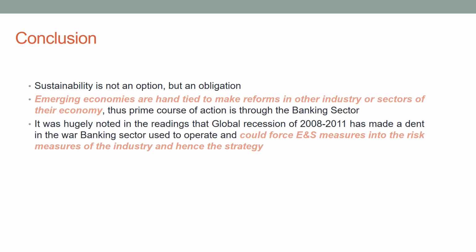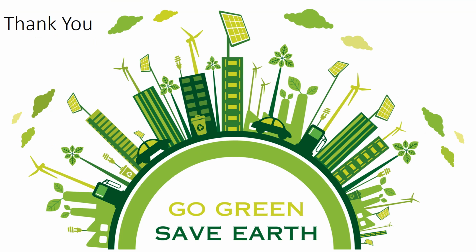So now in conclusion, we see that the emerging economies have joined hands to make reforms in other industries or sectors of the economy, and thus it is the prime course of action for most of the banking sector. Also, we saw that the global recession of 2008 played a major role in making sure that the banking sector is more forward oriented and that they use the E&S measures and integrate them into the risk measures of the industry. So we see that sustainability is not an option but an obligation for all of the banks to stay competitive. Thank you.